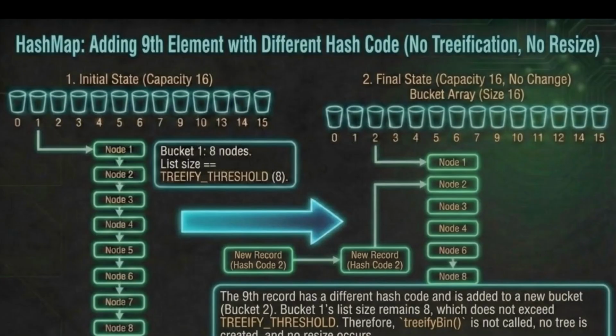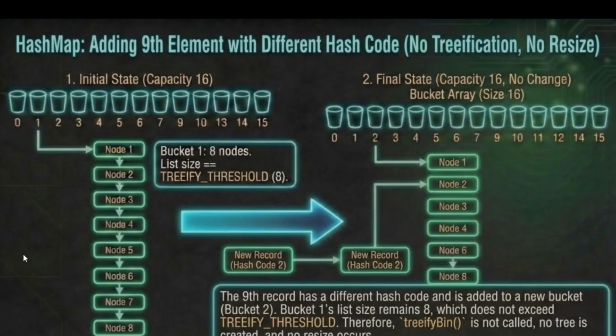And one more thing. Suppose in index 1 I have added 8 elements. Next, the next element I have added with a new hash code, and this time it is added to index 2. In index 2, that object's nodes will be created. Last time, in index 1, all the nodes were created. It has not crossed the Treeify threshold.